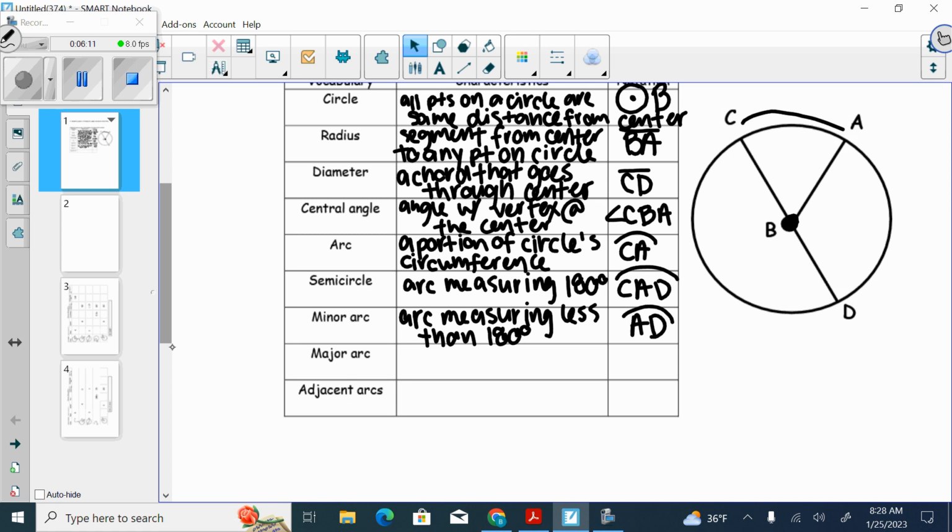All right, then we have a major arc. What's a major arc's definition? Very good. An arc measuring between 180 and 360. Okay. What would be an example of a major arc here? Okay, good.